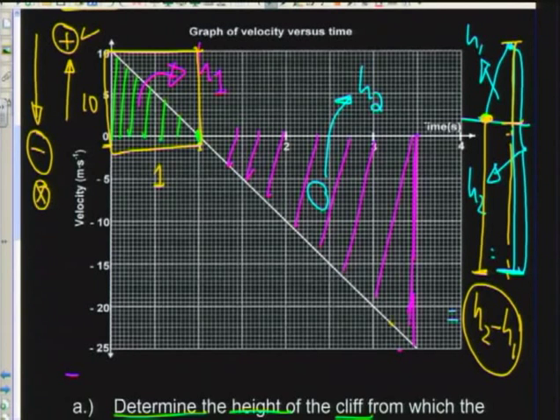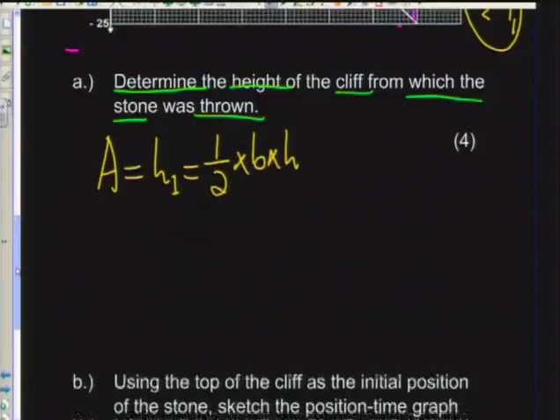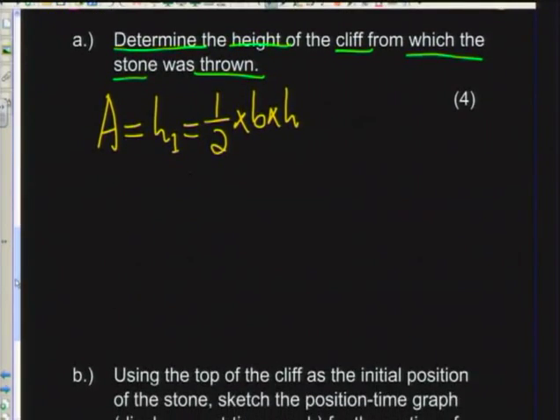All right? And therefore, knowing all those readings or measurements or dimensions, I'll be able to say this will be half times the base 1 times the height 10.